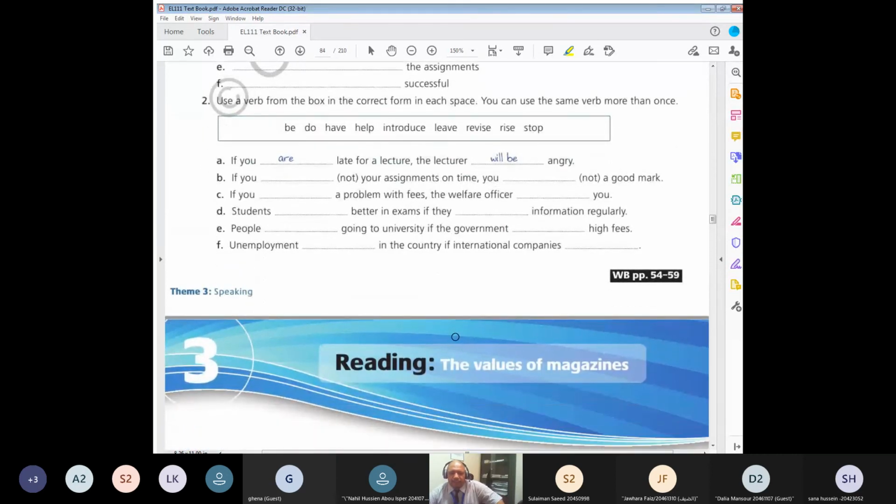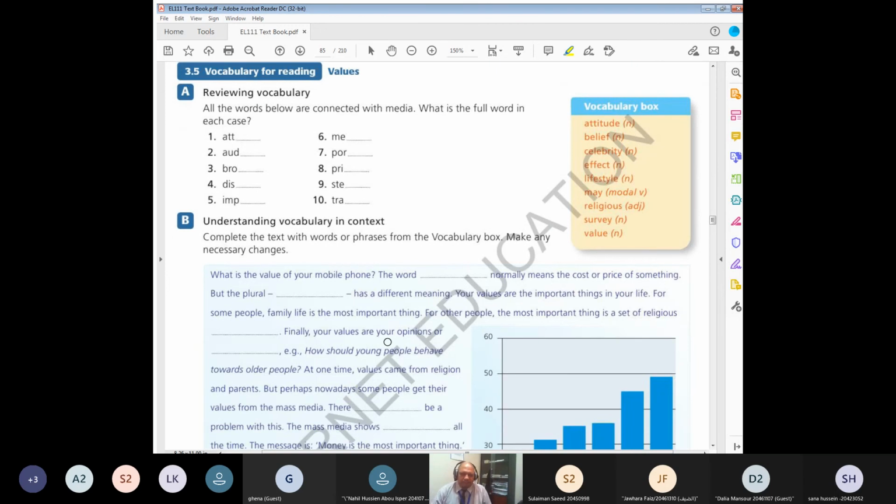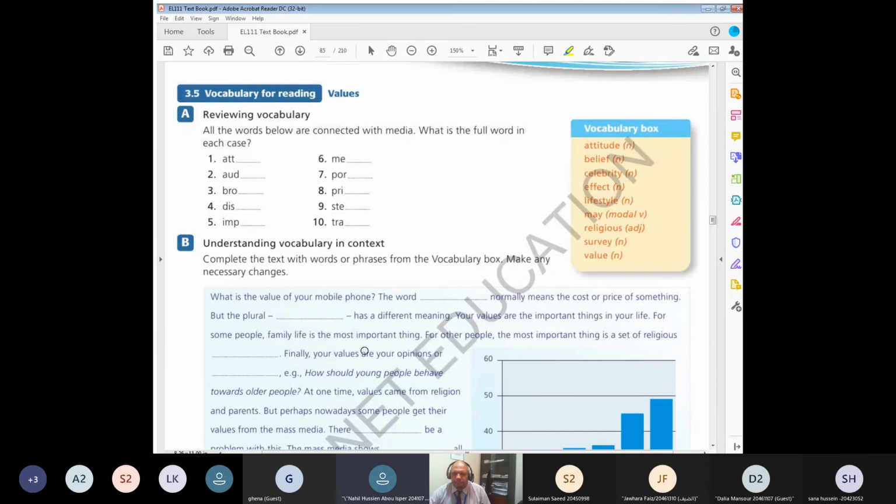Okay, can we do the second exercise? Yes, Doctor. I'll give you a minute. Think about them. Okay, I'd like you to do it on your own, and it's easy. Let's go to the reading part very quickly. So words like attitude, belief, celebrity, effect, lifestyle, may, religious, survey, and value. Do you have issues with any of them? No, till now I don't have any problem.